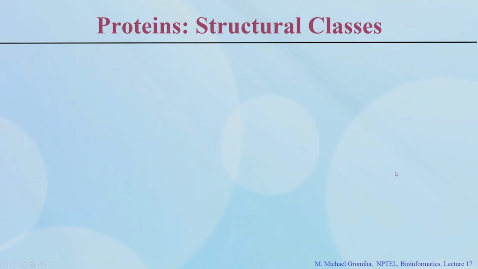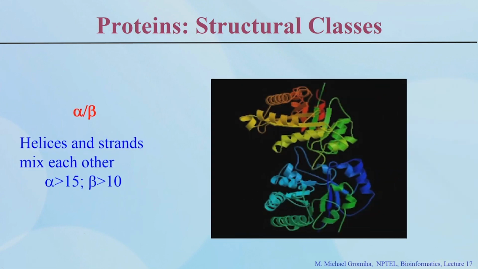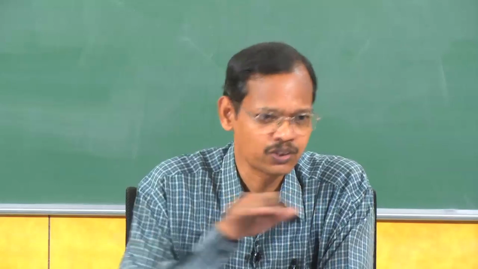The fourth type of proteins are the alpha/beta proteins. Here also you can see the helices and strands, but they mix with each other. You can see more than 15% helices and more than 10% beta strands. These are the numbers for understanding; they are not hard and fast rules.